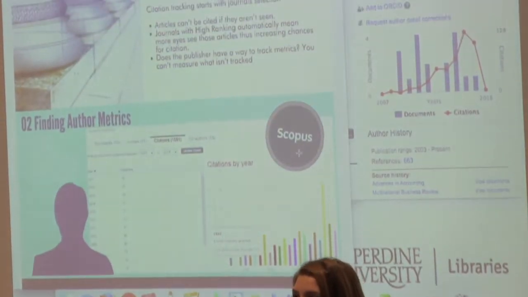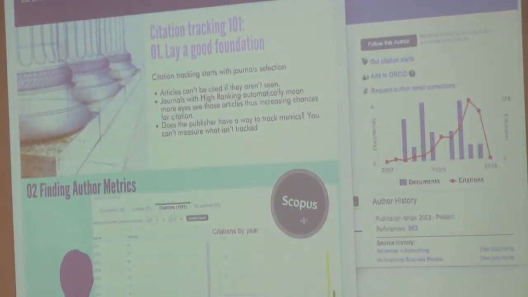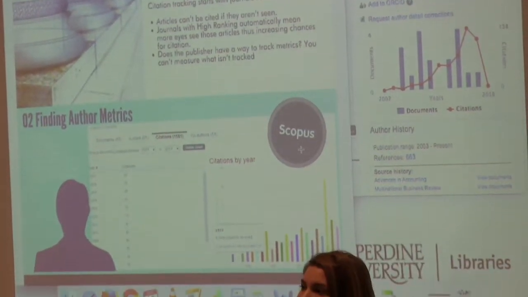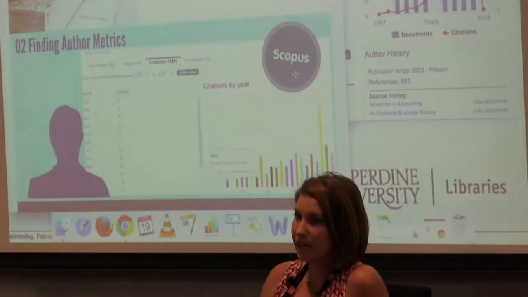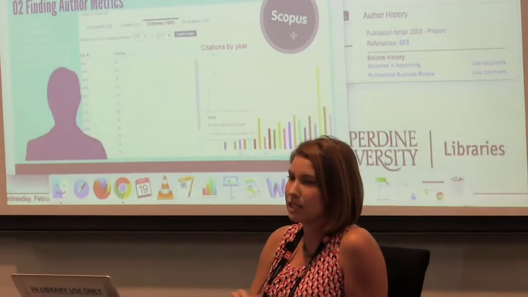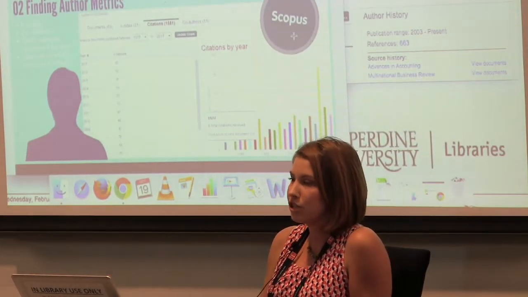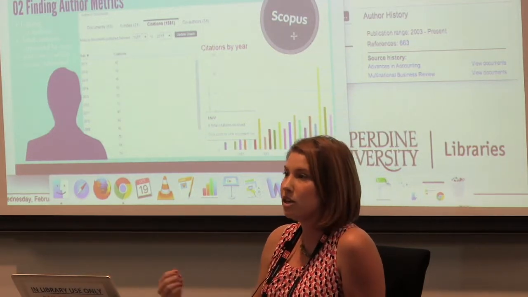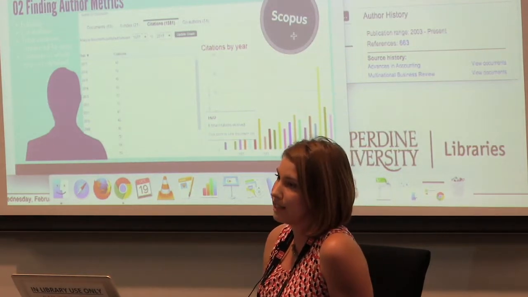Also, journals are ranked. They have different impact factors. So a journal with a higher impact factor automatically means more people are reading it and they've been citing it in the past. It's not necessary to publish in a high impact factor journal, but it's a good indicator you're going to have eyes on your article, upping your chances of citation.